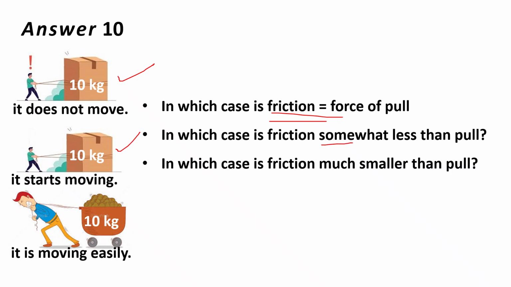In sliding friction, the pull is slightly more because the body just starts moving. Friction is less than pull. In which case is friction much smaller than pull? The least friction would be rolling friction. So friction equal to pull, picture number 1, static friction. Friction somewhat less than pull, picture number 2, the body just starts moving, sliding friction. And friction is very small, that is rolling friction, picture number 3. So that was answer number 10.